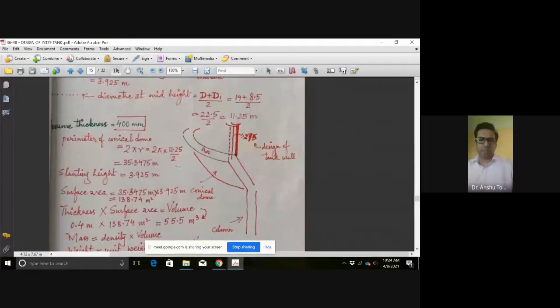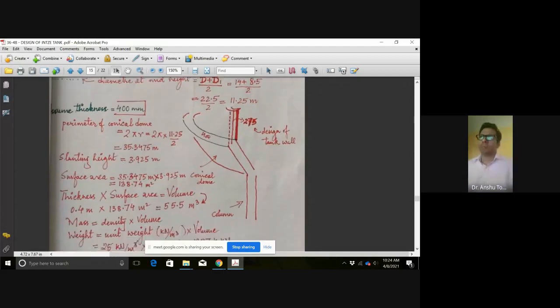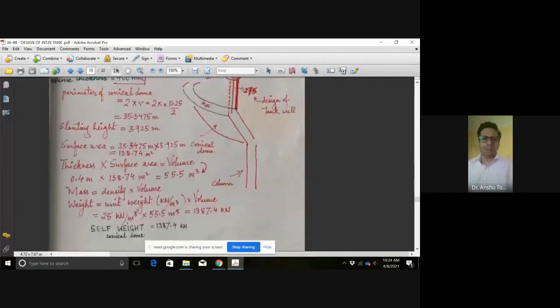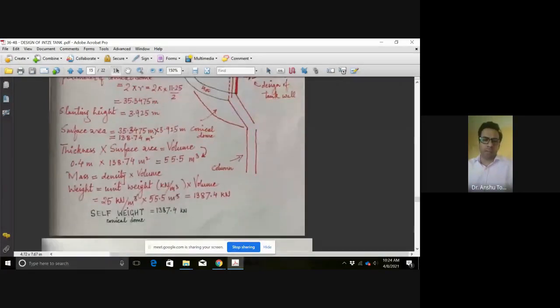Taking the average diameter and assuming the thickness as 400 mm, we can get the perimeter. When the perimeter is multiplied with the dimensions and the unit weight of 25 kilonewton per meter cube, it is going to give you the concentrated load. If you want it as UDL, you have to divide it by the perimeter. If you want to use it as a concentrated load, you can simply use it in kilonewton.